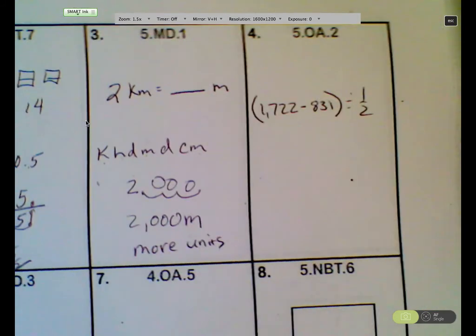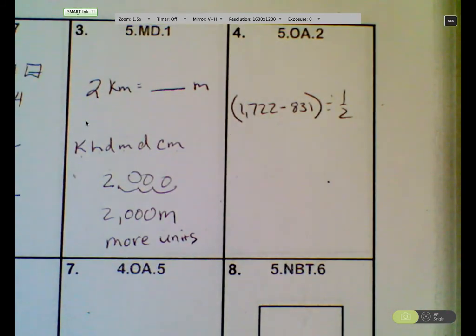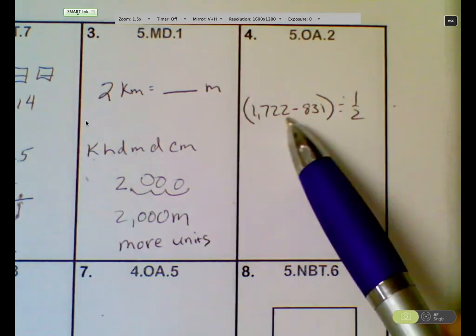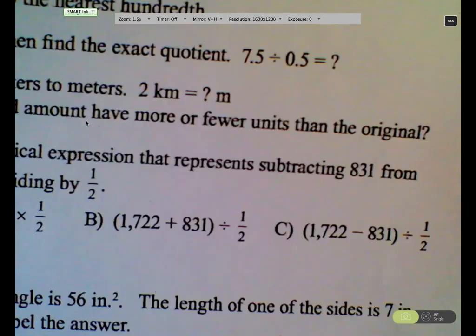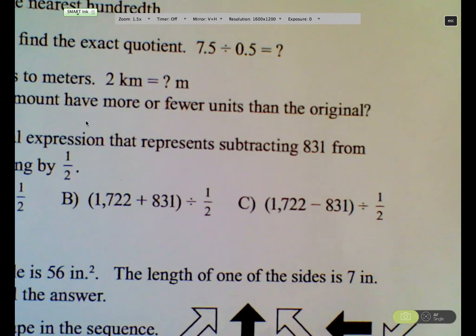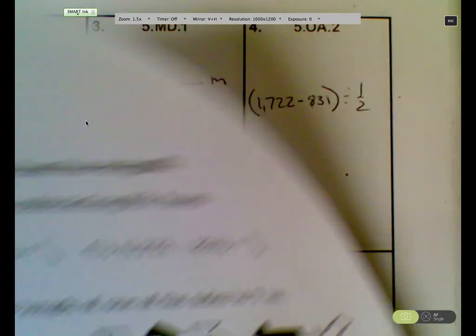Number 4, choose a numerical expression that represents subtracting 831 from 1,722 and then divide by 1/2. So I'm basically taking 831 away from 1722 and then dividing by 1/2. And if I look at my choices here, it looks like C is the way to go.